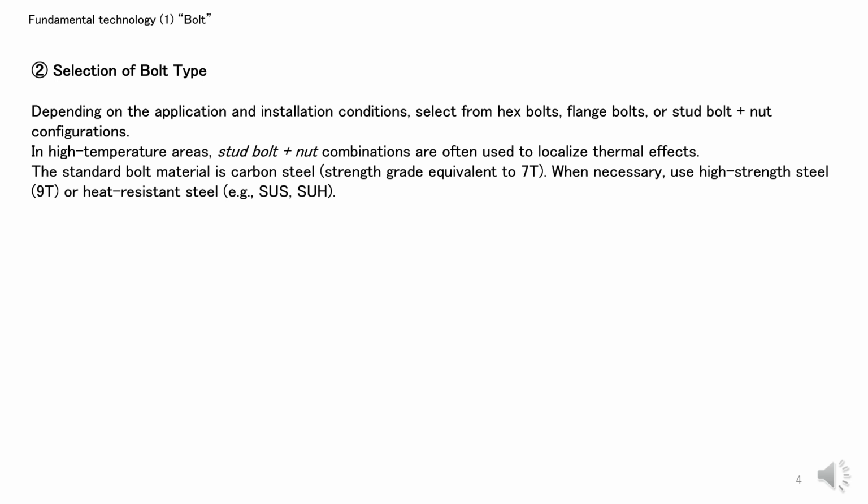Selection of bolt type. Depending on the application and installation conditions, select from hex bolts, flange bolts, or stud bolt plus nut configurations. In high temperature areas, stud bolt plus nut combinations are often used to localize thermal effects. The standard bolt material is carbon steel, strength grade equivalent to 7T. When necessary, use high-strength steel, 9T, or heat-resistant steel, for example, SUS, SUH.